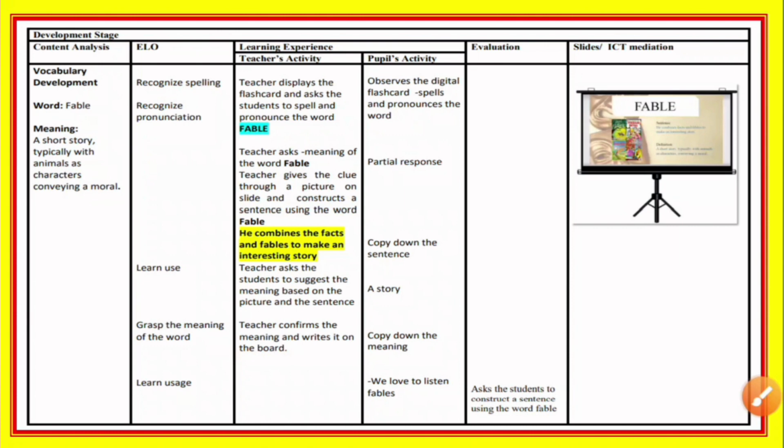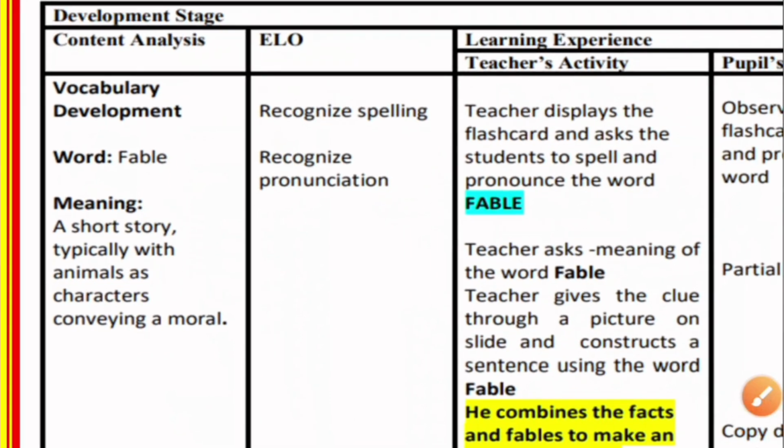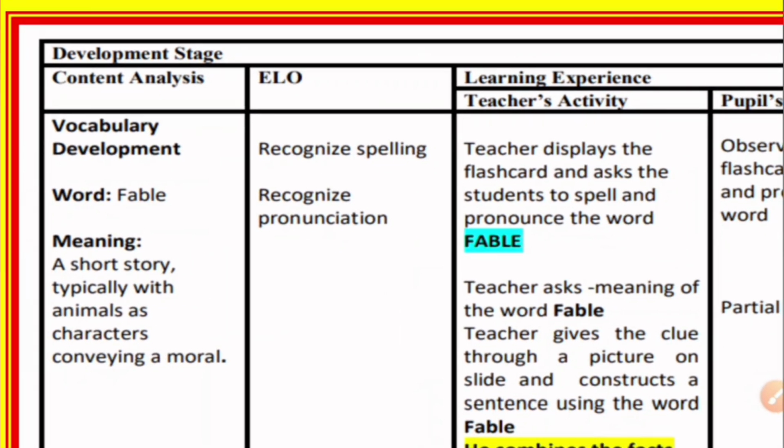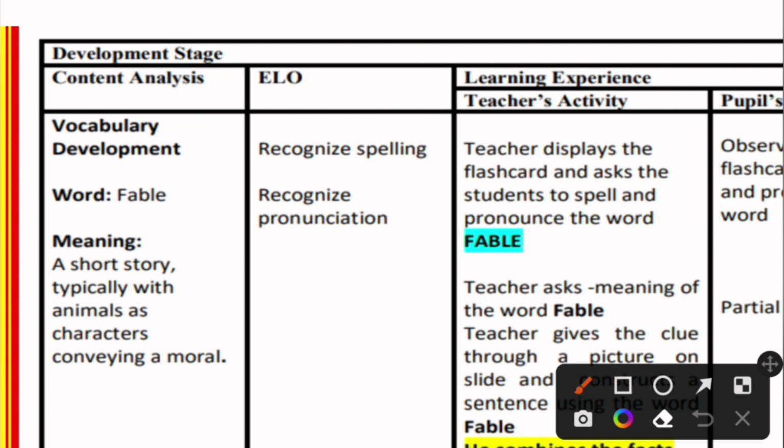Moving to the development stage, in English lesson, first we need to present active vocabulary. Maximum 2 words for which you ensure the learning of spelling, pronunciation, meaning, use and usage of each of those words. Active vocabulary relates to those words which are generally used in daily communication.